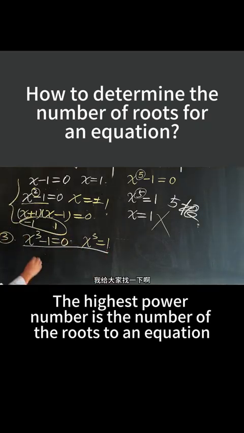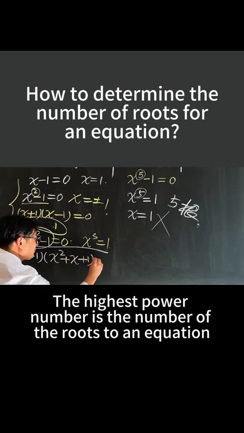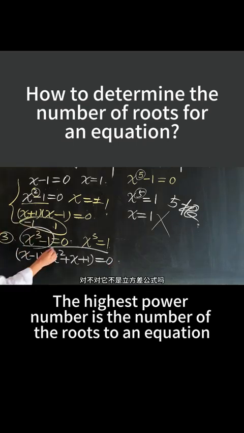Let me show you. Isn't this the difference of cubes formula? The original expression can be factored into x minus 1 times x squared plus x plus 1 equals 0, right? That's exactly the difference of cubes formula. So one of its roots is x equals 1. And where are the other 2 roots? They're right here.